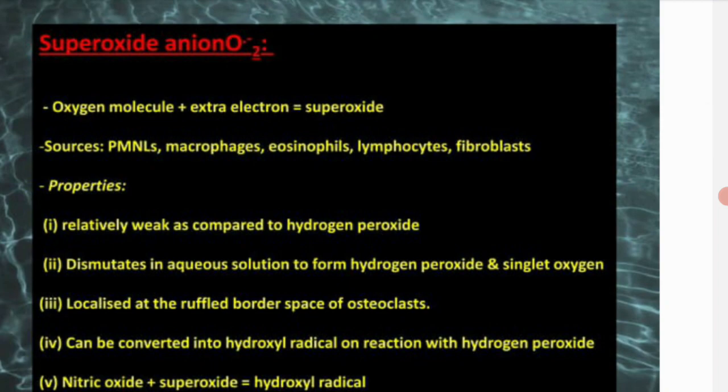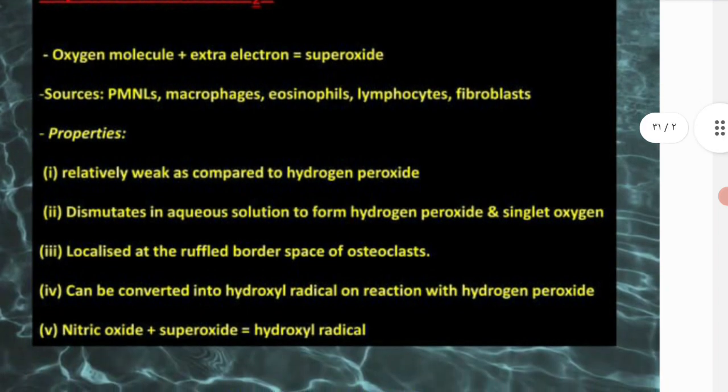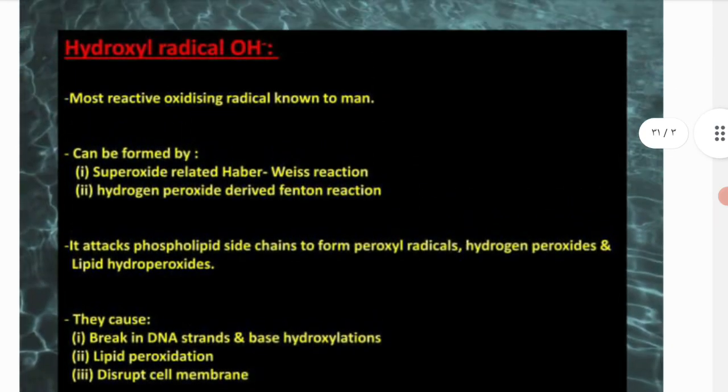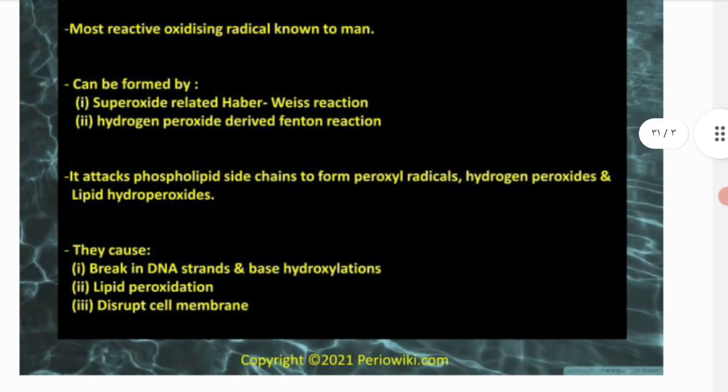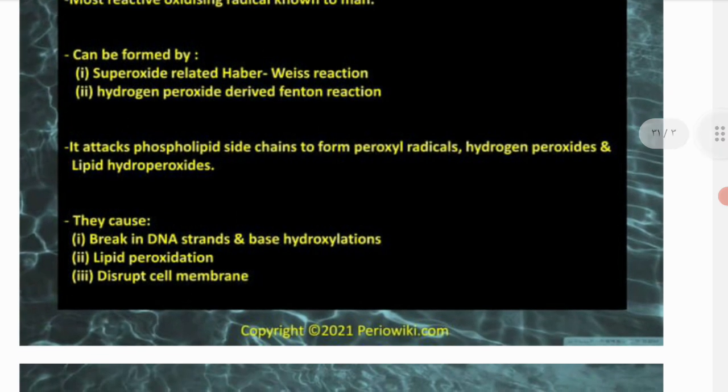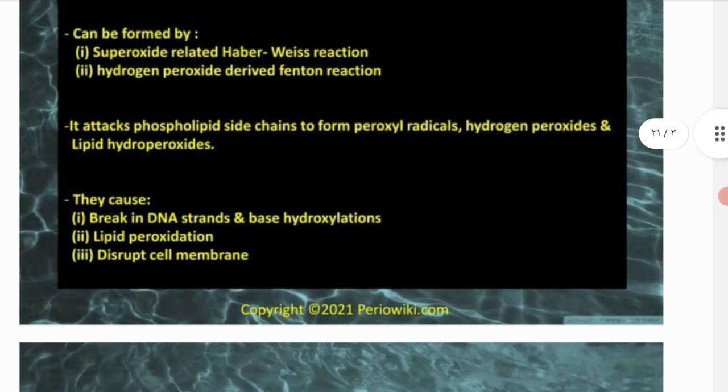Superoxide anion, as you see in this figure: an oxygen molecule plus an extra electron produces superoxide. It has many sources, like those cells, as you see here. Next, the hydroxyl radical is formed by the Haber-Weiss reaction or derived from the Fenton reaction. It works on phospholipids, which leads to damaged cell membranes.